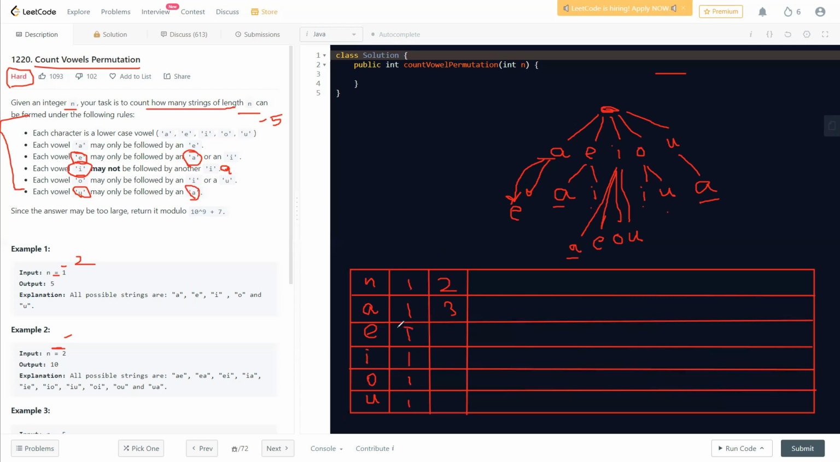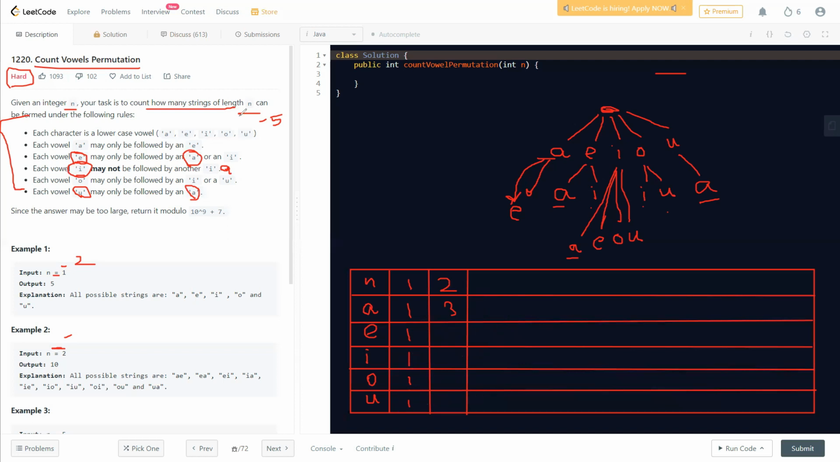So E is ending with E is only one, ending with I is only one, and ending with U is only one. So our answer is the sum of all these three values, 1 plus 1 plus 1, which is 3, so we get a value of 3. Let's look differently at the other values.